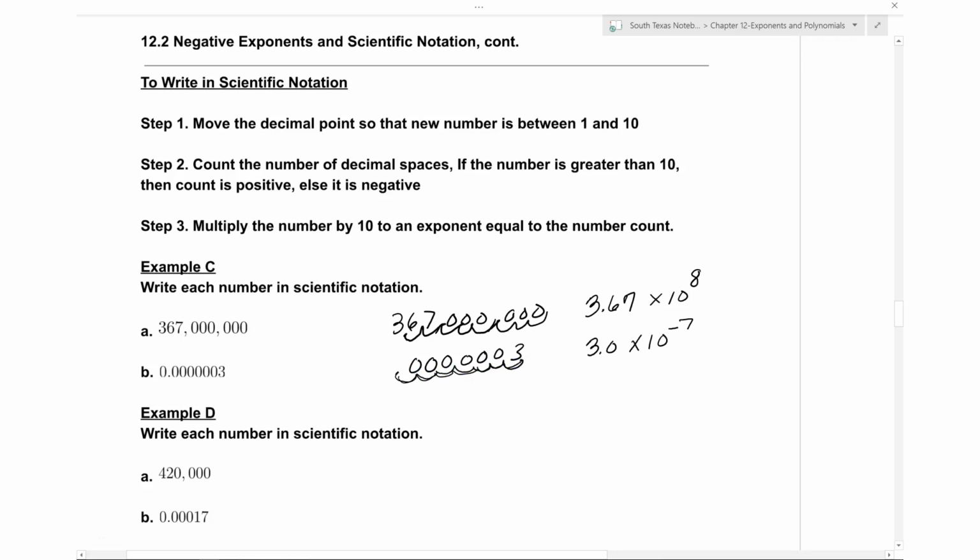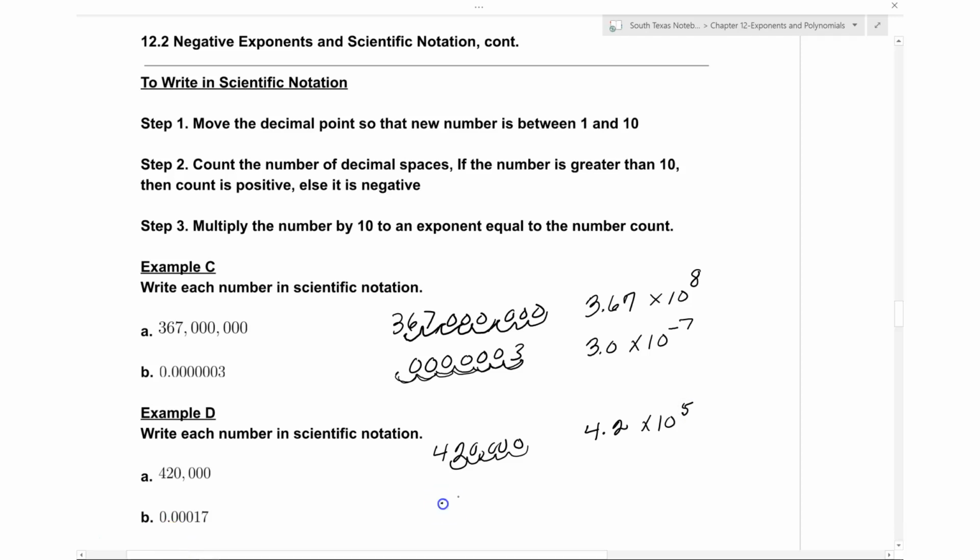You notice, for example D, we have 420,000, and we're going to convert that into scientific notation. We're moving to the left. So we have 1, 2, 3, 4, 5. So it's going to be 4.2 times 10 to the fifth. If we move to the left, the exponent will be positive. If you move to the right, the exponent will be negative.